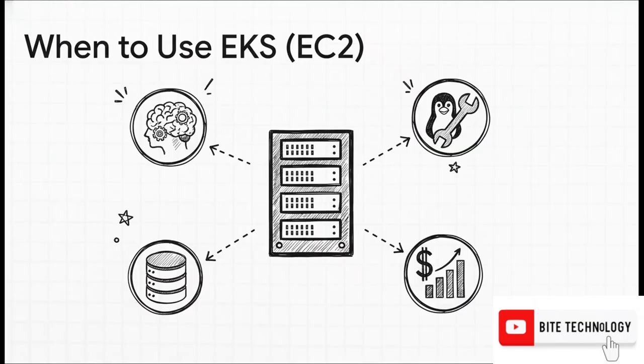You're definitely going to want to stick with EKS on EC2 when you've got really specific, demanding needs. We're talking about things like machine learning that needs beefy GPUs, or stateful apps like a database that can't just forget its data. Also, if you need to run a custom operating system or have special agents that have to run on every single server, EC2 is your guy. And for really big, predictable workloads that run 24/7, it can often be cheaper.